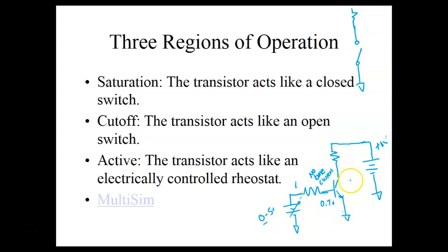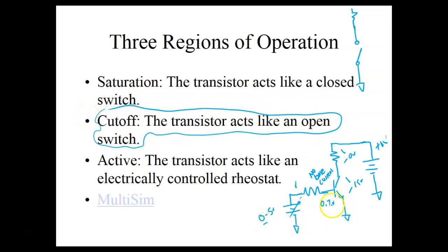If this guy acts like an open switch, that means I would measure 15 volts across the transistor, and I would measure 0 volts, the voltage drop across the resistor, because there's no current flow through it. This is called cutoff. So in cutoff, the transistor acts like an open switch.